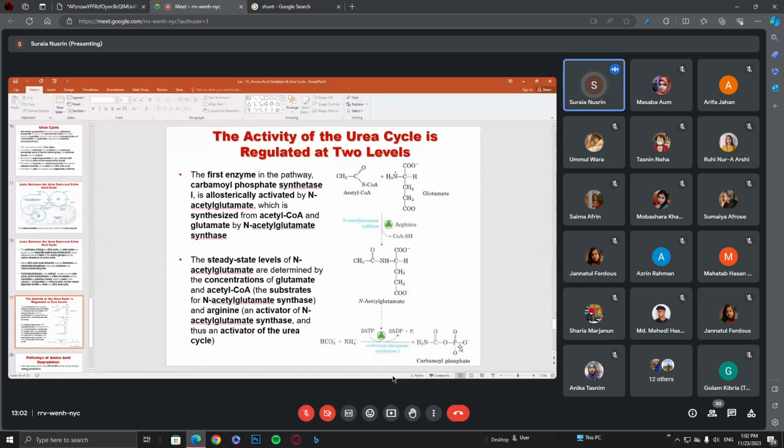Okay, so this is not very complicated like the regulation of the TCA cycle. This is very simple. The enzyme is allosterically activated by its allosteric regulator, N-acetyl glutamate. So that means the regulator has to be present. If the substrates or enzyme synthesizing the regulator are present, the reaction will occur.